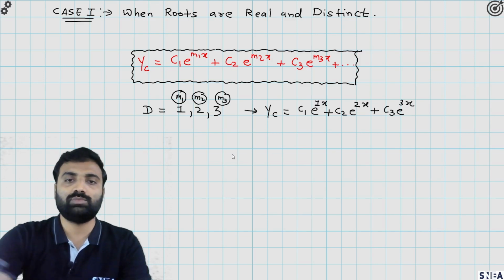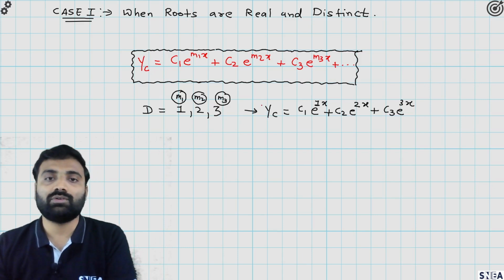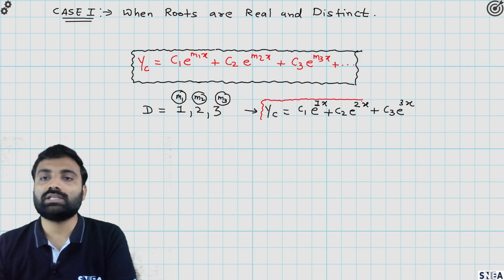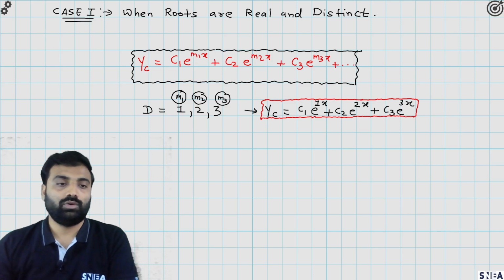Are you understanding this point? So this is the answer of yc here. The answer of yc is c1 e raised to x, 1x means x only, plus c2 e raised to 2x plus c3 e raised to 3x. Okay, I hope you are understanding. Let us take more examples.